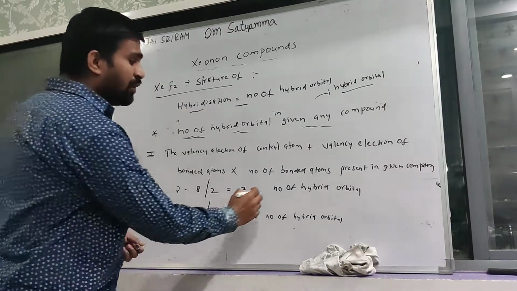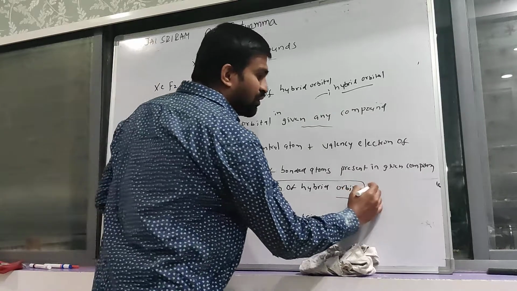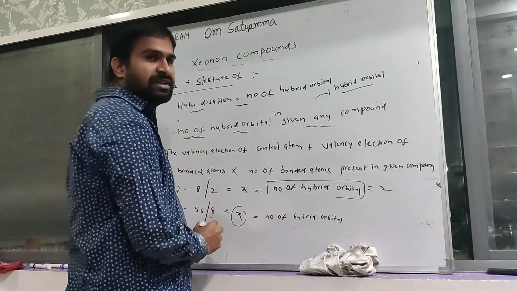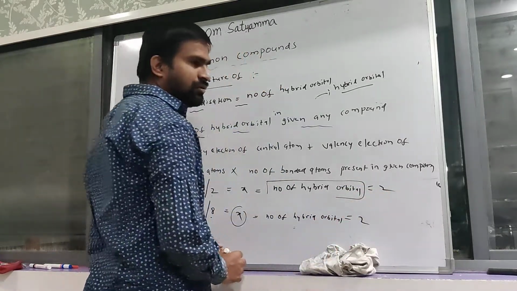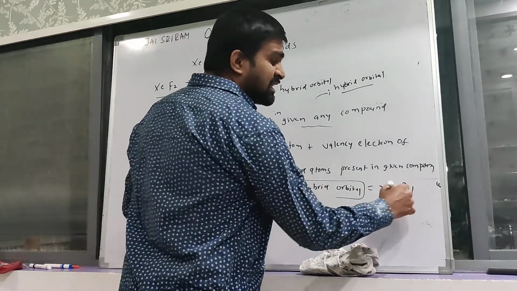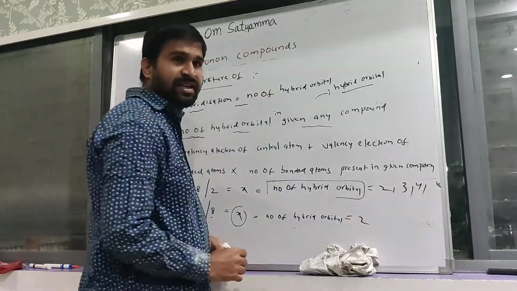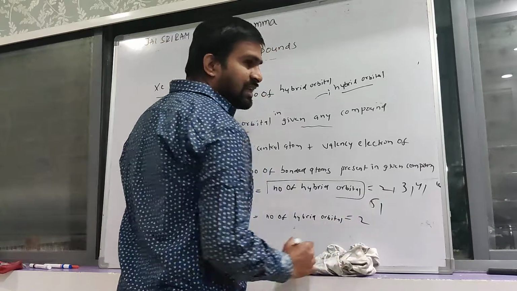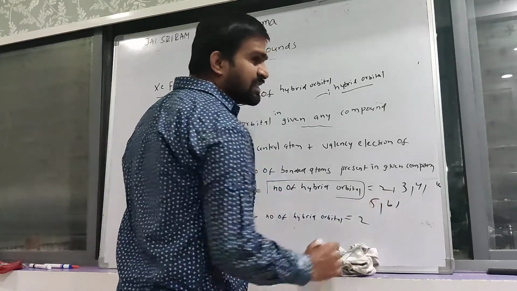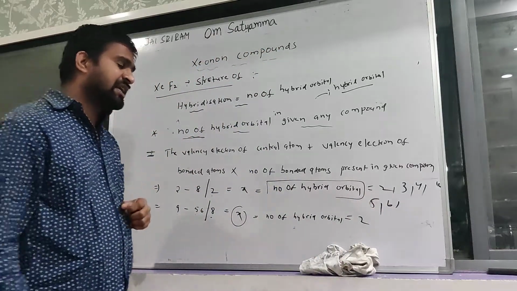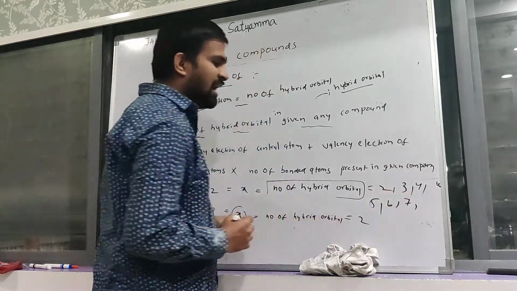Now, the number of hybrid orbitals: 2 is sp hybridization, 3 is sp2 hybridization, 4 is sp3 hybridization, 5 is sp3d hybridization, 6 is sp3d2 hybridization, 7 is sp3d3 hybridization.